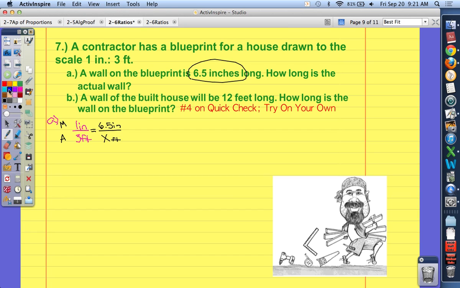Another proportion, quickly we'll solve this, cross multiply. X is going to equal 3 times 6.5. Don't jump for your calculator, think about it. 3 times 6 is 18. 3 times a half is 1.5. So you have 18 and 1.5, or 19.5. Don't forget your units, feet.